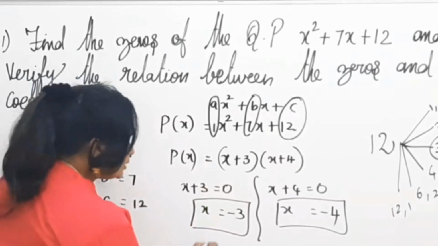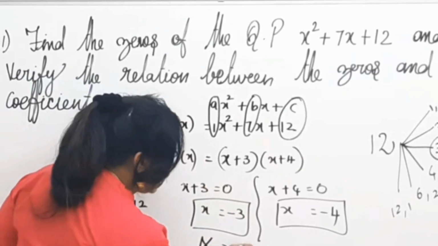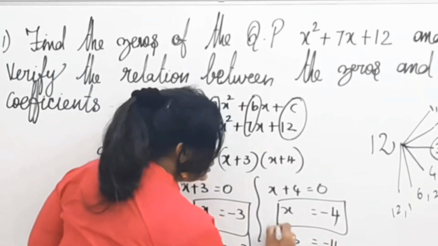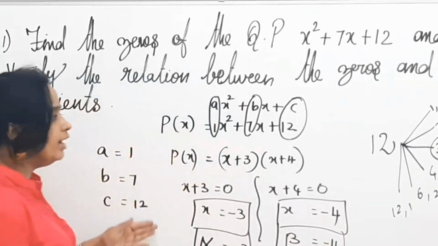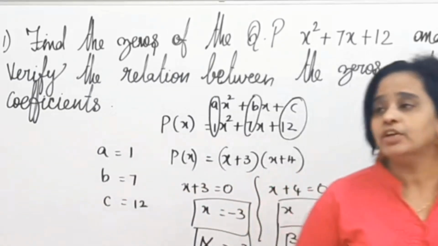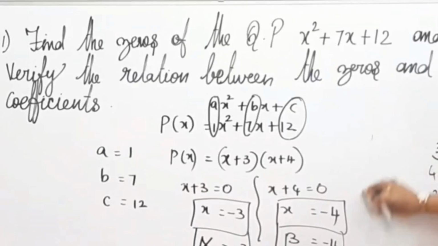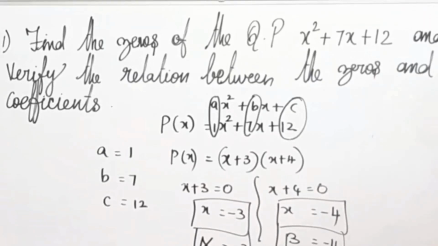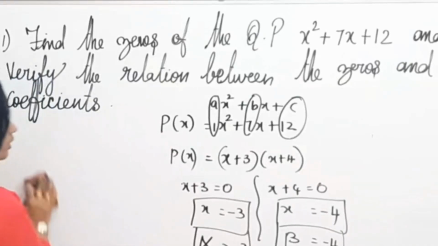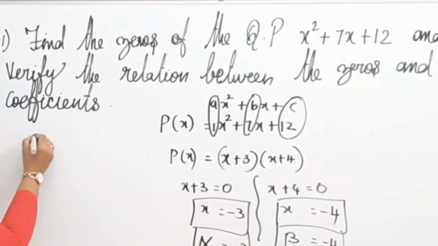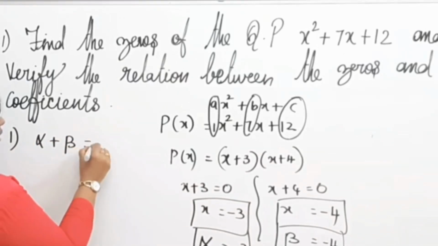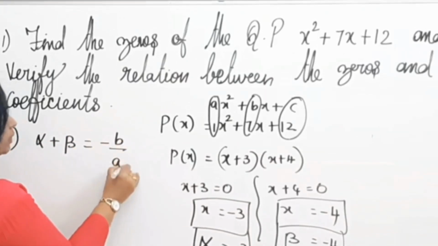Now what do you mean by x is equal to minus 3? This is alpha and the other one is beta. These are my two zeros. Alpha and beta I got, and I got my coefficients too. So now I'm going to verify the relation between them. So how do I verify it? Let me have my verification here. The first verification is alpha plus beta is equal to minus b by a.